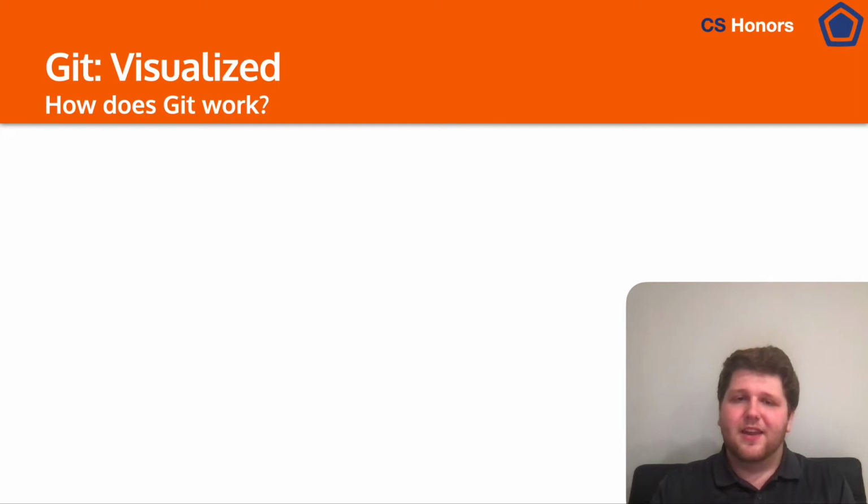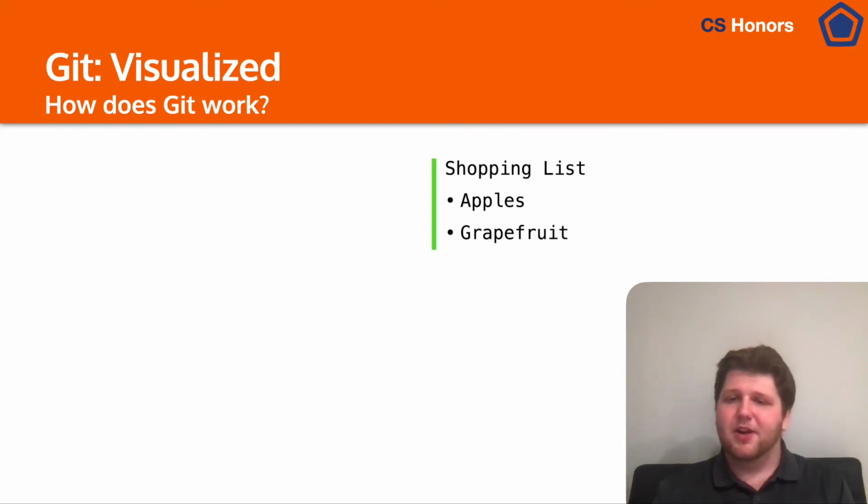Let's visualize Git. We're going to make a shopping list, and on the shopping list we're going to have a couple of items, including apples and grapefruit. Maybe our roommates might want to include themselves on the shopping list and make changes as we go. What we're going to do now is take that snapshot, or that commit. We're going to say, remember the shopping list with the apples and the grapefruit.